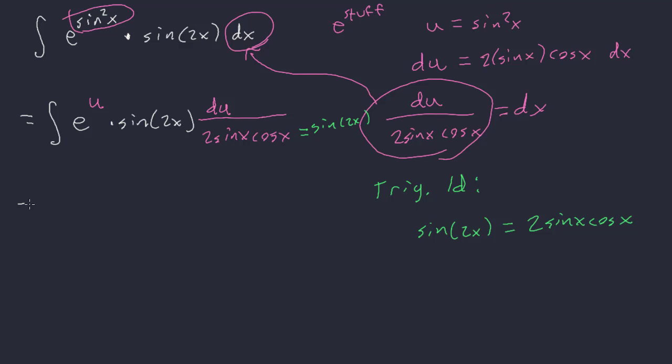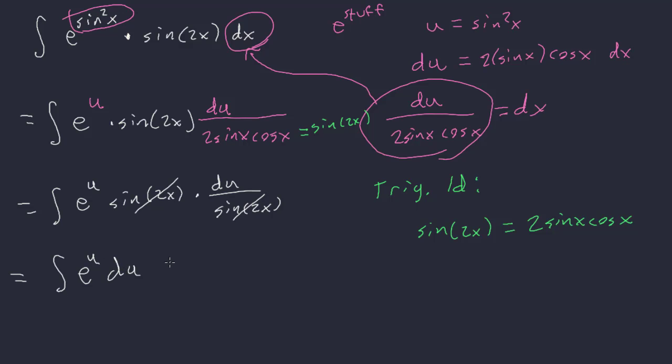All right, so let me write that down in a new step. We have e to the u times sine of 2x times du over sine of 2x. So they actually do cancel. So this ends up being just e to the u du, which will be always my favorite integral or derivative is e to the u. And then we can just put the x's back in to get e to the sine squared of x plus c.